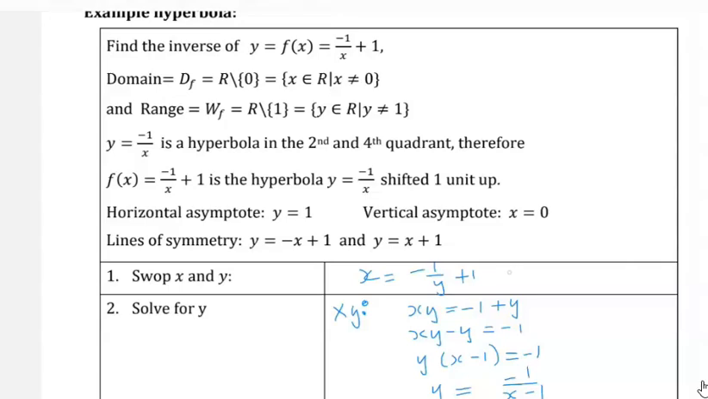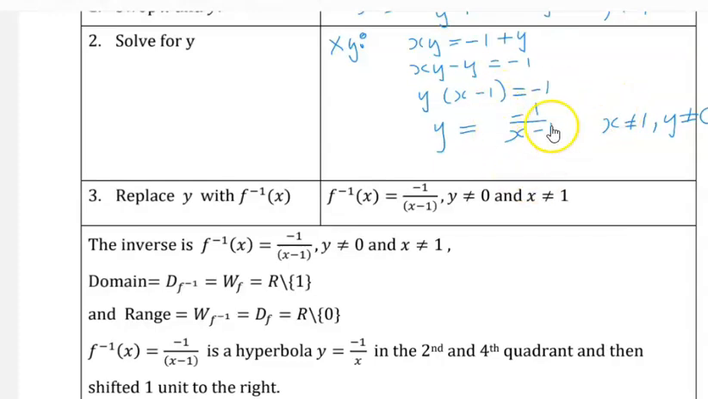Remember, the moment we swap our x and y, we also swap the properties for x and y. So in this case, y cannot be 0, and in this case, x cannot be 1. So here we have our inverse function, minus 1 over x minus 1. We see it's also a hyperbola, but in this case it is y equal to minus 1 over x shifted 1 unit to the right. We said that we swap the roles of x and y, so the domain and the range also swap.